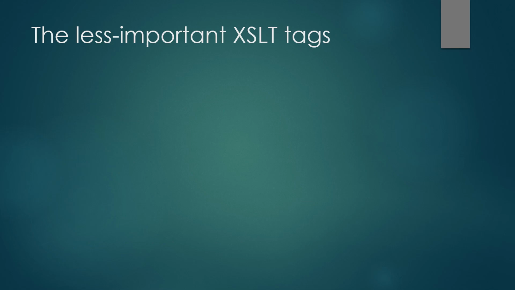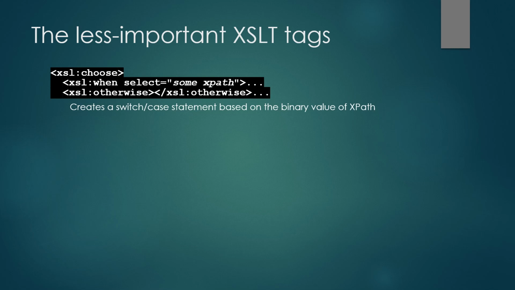Here's some less important XSLT tags, right? These are a little less commonly used, but certainly very much worth knowing about. The choose operator. I didn't put the closing tag on here and stuff, but you can see a choose is like a switch case statement, and it's based off the binary value of some XPath. So it will evaluate an XPath and say, is it binary true or false? So if it's a node set, the binary value of a node set will simply be, is it empty or not?